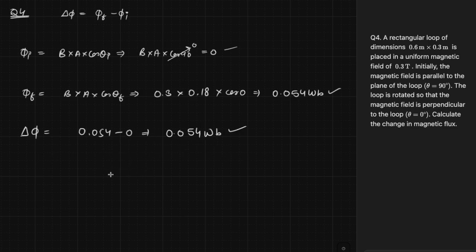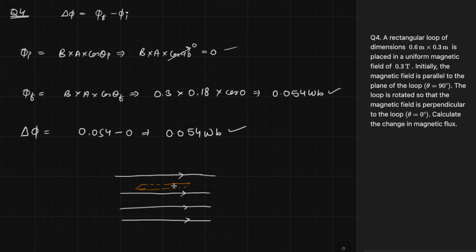Now if you want to see the diagrams, let's say magnetic fields are going straight like this from left to right. We have a rectangular loop, and initially the angle was 90 degree, so it must be flat. Its plane should be flat. So this is the angle, and then it became 0. So actually we turned it this way, so it became straighter like this. This is the final. That is why we are getting positive value.